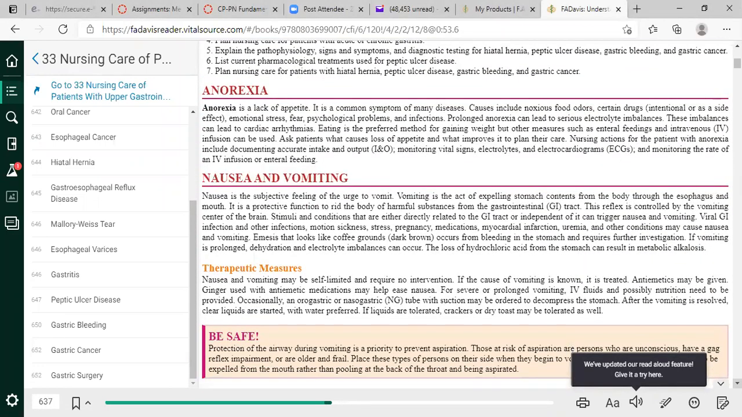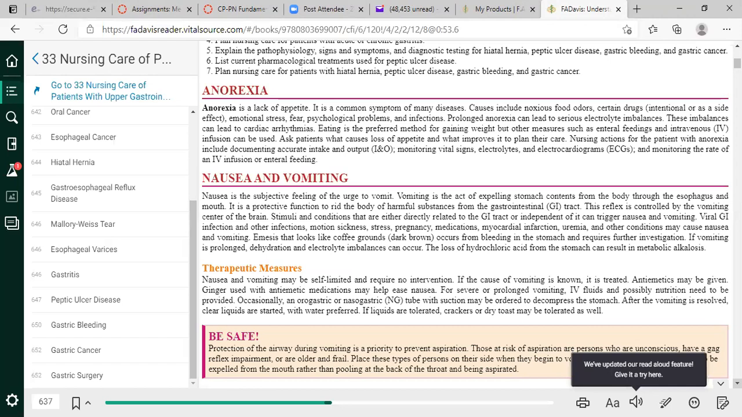It's talking about anorexia. What does anorexia mean? Loss of appetite. Anorexia literally means loss of appetite.